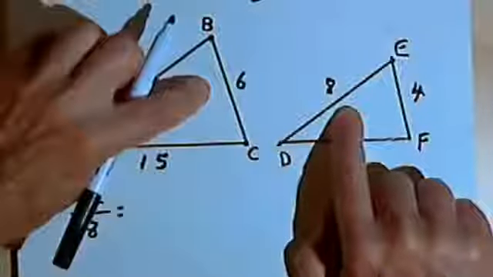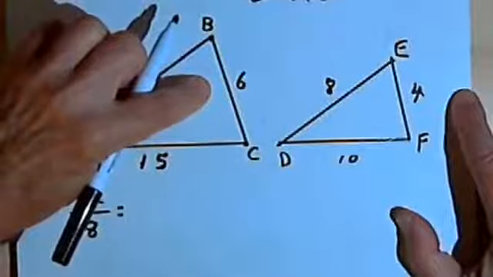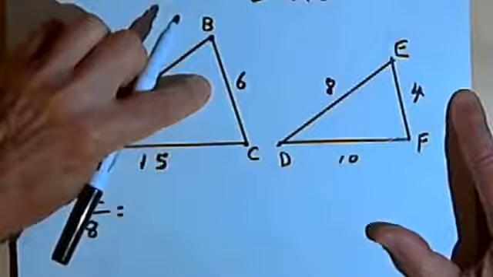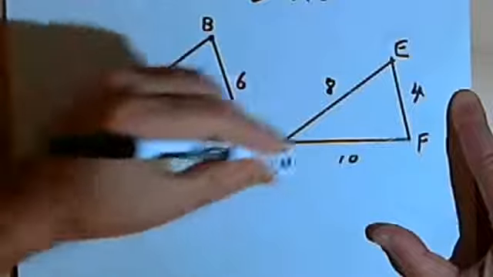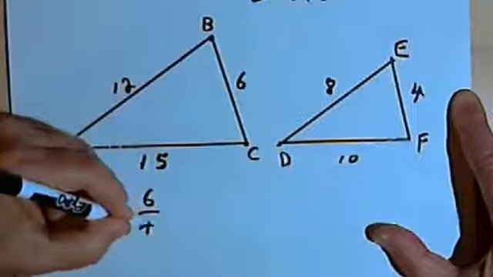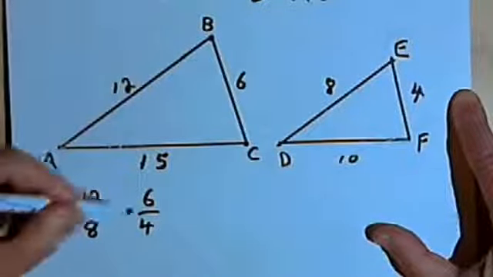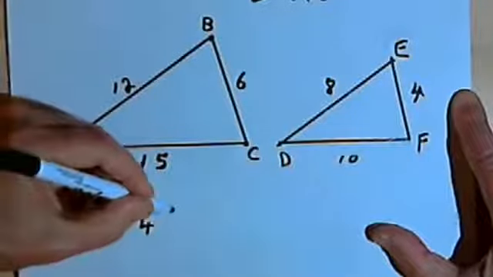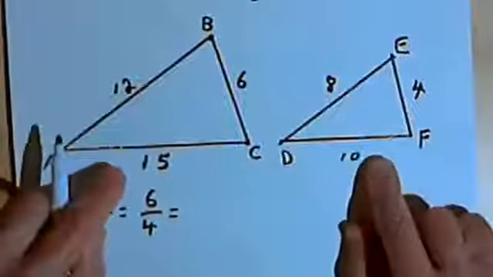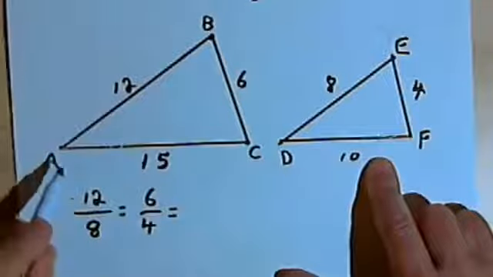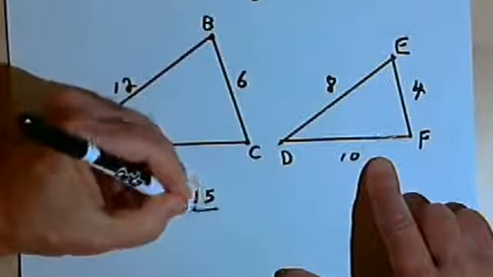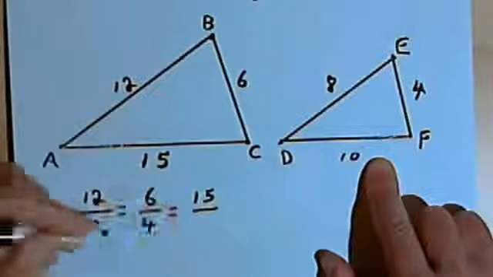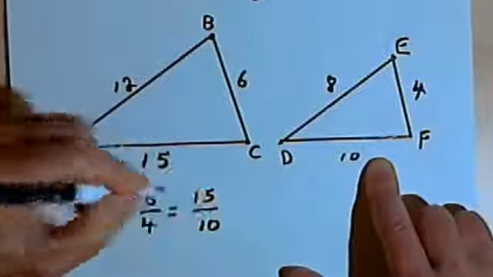Then I'll take another pair of corresponding sides. I'll take side BC and side EF. Side BC is 6 units long, and side EF is 4 units long. So the ratio of their sides is 6/4. And then I'll do the same thing with the third pair of corresponding sides. Side AC is 15 units long, and its corresponding side is DF, which is 10 units long.